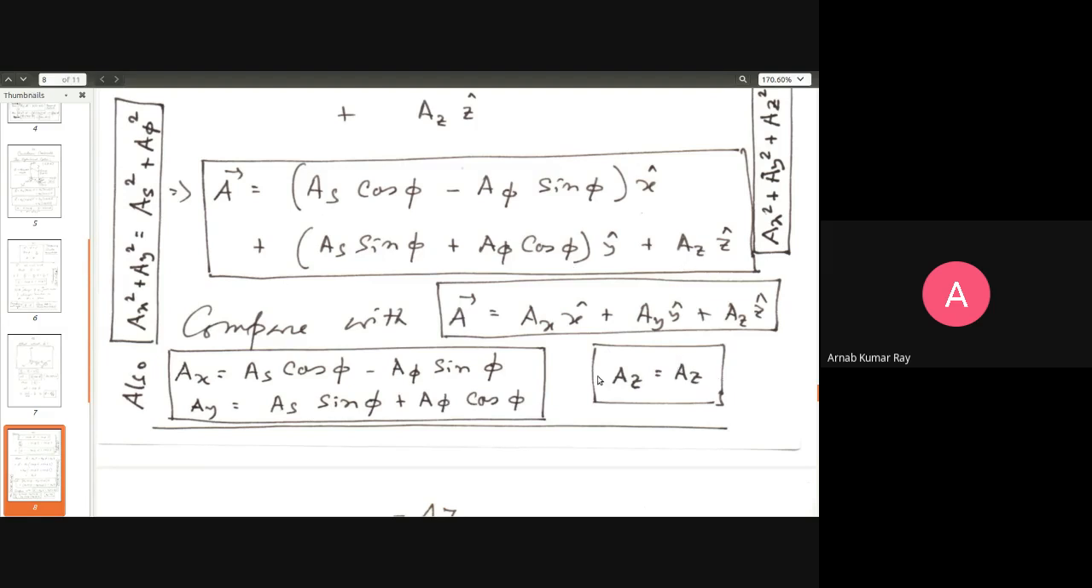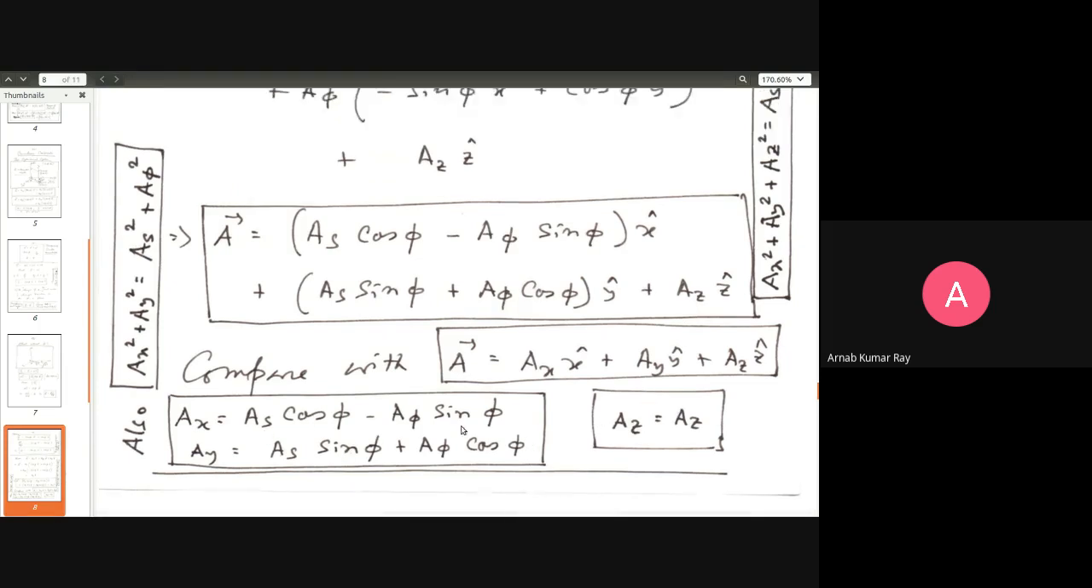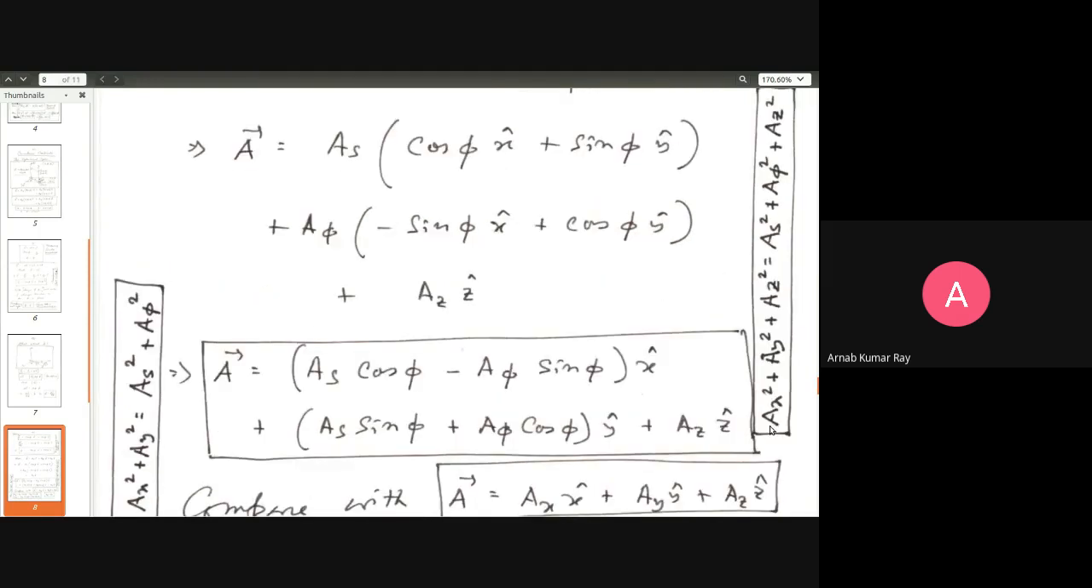I'm leaving it as an exercise to you. You can check for yourselves that when you square these equations, ax squared is equal to this squared on the right hand side, and ay squared is equal to this whole thing squared on the right hand side. When you square these equations and add, you will get ax squared plus ay squared on the left-hand side is equal to as squared plus a phi squared. And of course, if you add az squared on this side and az squared on that side, the status of z is the same. You will get this formula.